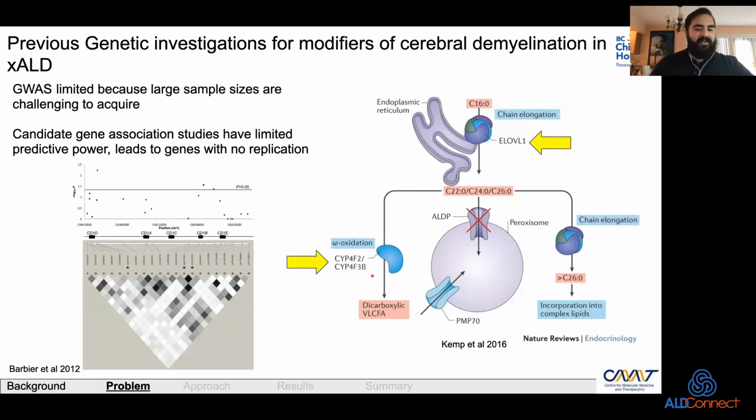Typically what happens in a candidate gene study is a gene within a targeted pathway, for example fatty acid metabolism, is queried for polymorphic genetic variants between cerebral demyelination and no cerebral demyelination. And there are some candidate genes such as CYP4F2 and ELOVL1, which do show some signal that could potentially be predictive of the cerebral demyelination phenotype.